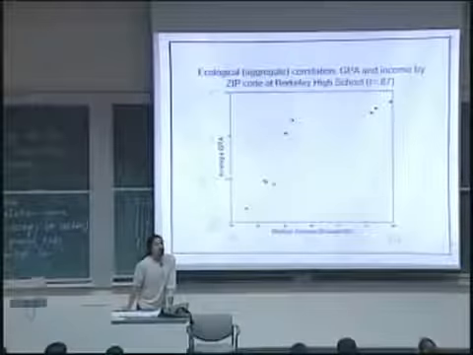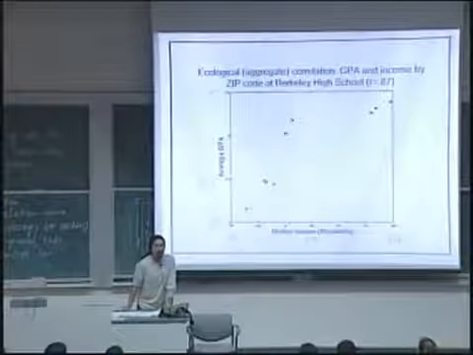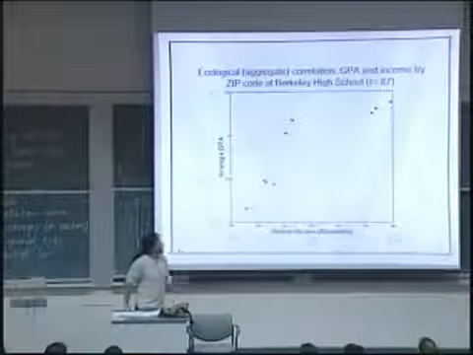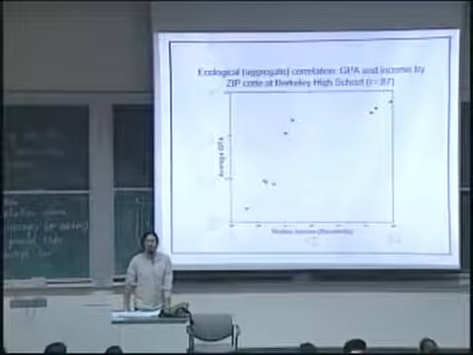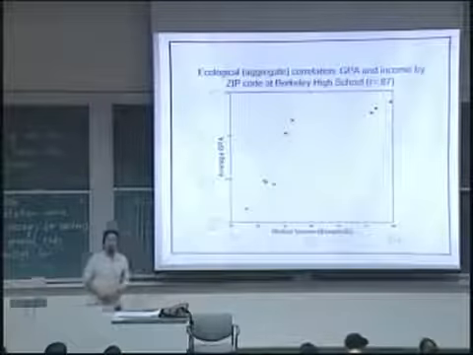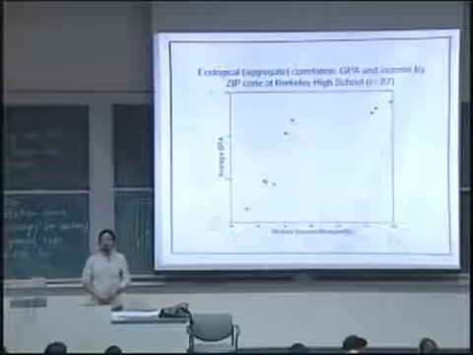Each dot is one zip code. Yeah, some of them will have more students and some of them will have fewer students, but each dot is one zip code. Yeah. Any other questions, comments, thoughts?